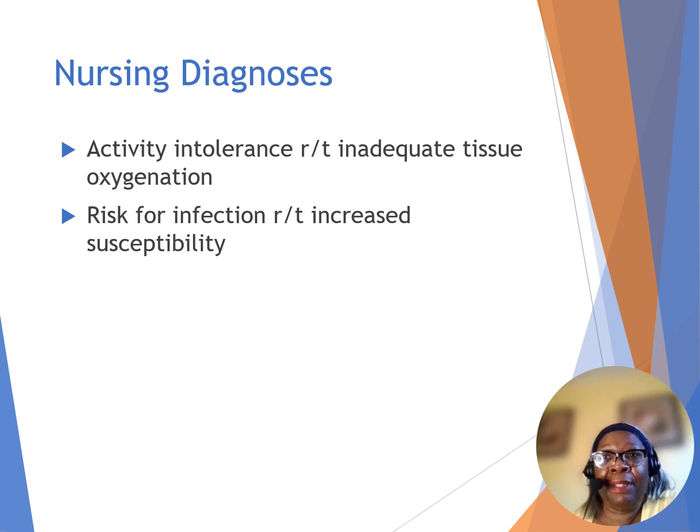Diagnoses, and we haven't looked at diagnoses, but diagnoses for our anemias can be activity intolerance related to inadequate tissue oxygenation, right? Low hemoglobin, not enough for oxygen to bind to the hemoglobin. And they can also be at risk for infection related to increased susceptibility because why? We're giving them immunosuppressant drug therapy. They're not making a lot of white blood cells. Okay. Very good.